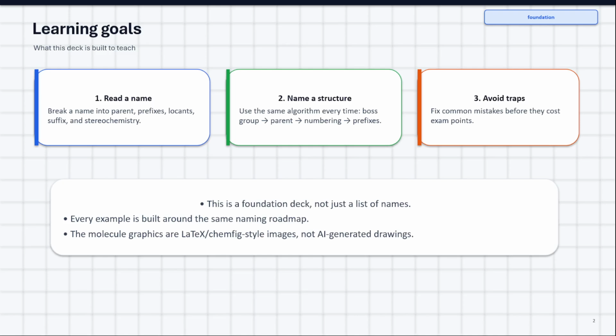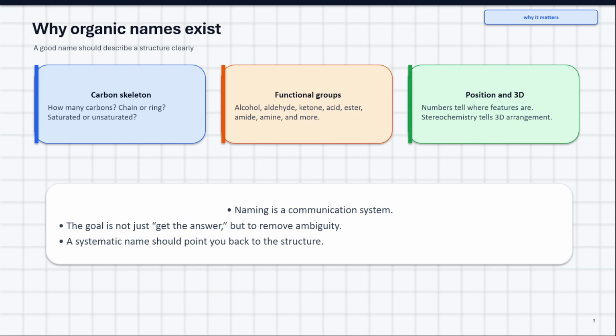Organic names exist because chemists need a clear way to communicate structures. If I say a random common name, there might be confusion. But if I use a systematic name, the name should tell you what the molecule looks like. The carbon skeleton tells you how many carbons are in the main chain or ring. The functional groups tell you what kind of molecule it is, like an alcohol, aldehyde, ketone, acid, ester, amide, or amine. The numbers, called locants, tell you where those features are. In more advanced examples, stereochemistry tells you the 3D arrangement. So naming is really a map from words back to structure.